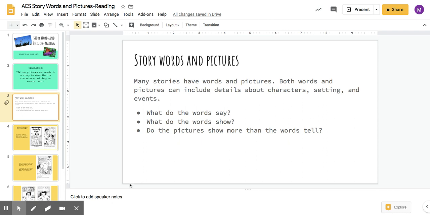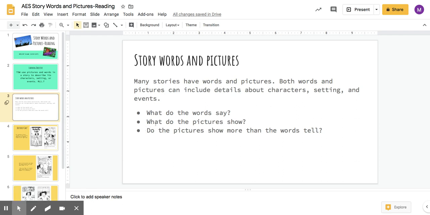Let's answer some questions first. What do the words say? This question is saying, when it asks you what do the words say, the words tell you about something. So what do they tell you? The words in the story tell you details about the story's characters, settings, and events. You have to read or listen to the words to find out those details.